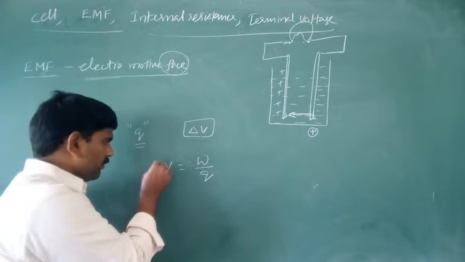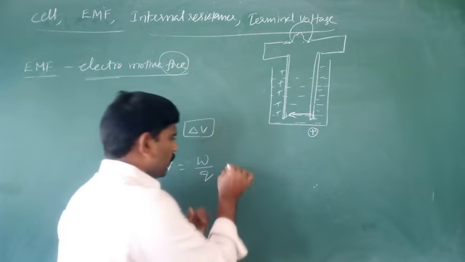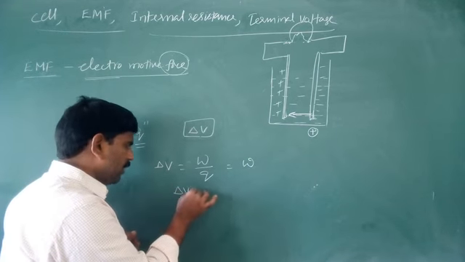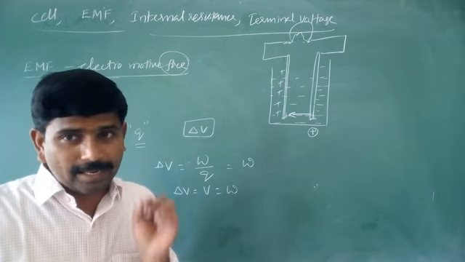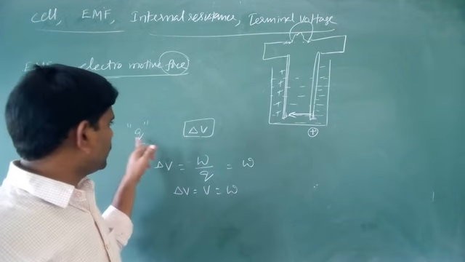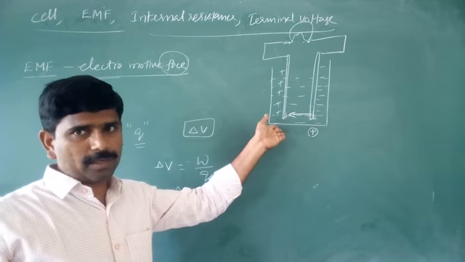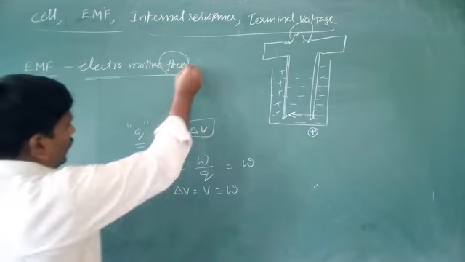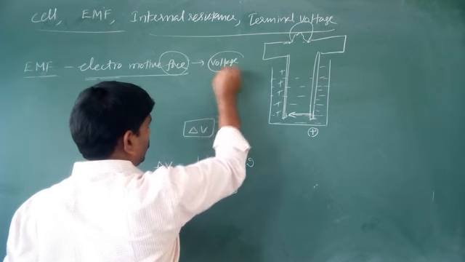So according to the definition, delta V is equal to W by Q. Here, for a unit positive charge, delta V, or maybe V, is equal to W. So it is the work done to move a unit positive charge from low potential to high potential, which is nothing but the potential difference. So here electromotive force is nothing but the voltage.